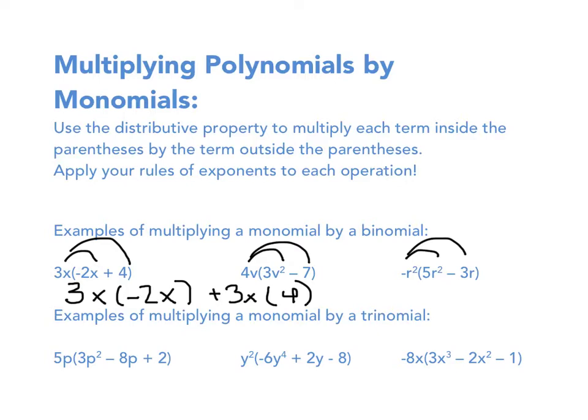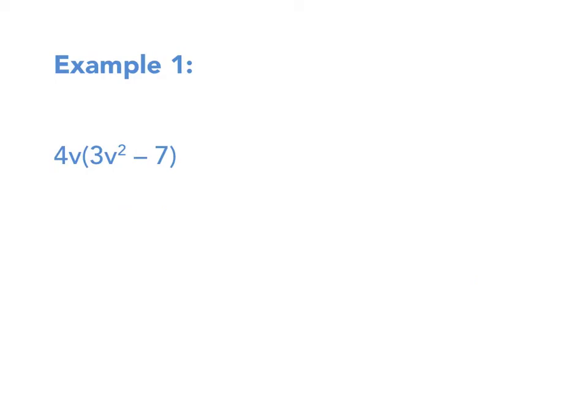And then below that, we have examples of multiplying a monomial by a trinomial. So trinomials just have 3 terms, as you guys know. So go ahead and get those notes down of what examples of multiplying a monomial by a binomial are and multiplying a monomial by a trinomial. So let's actually take a look at the second example.